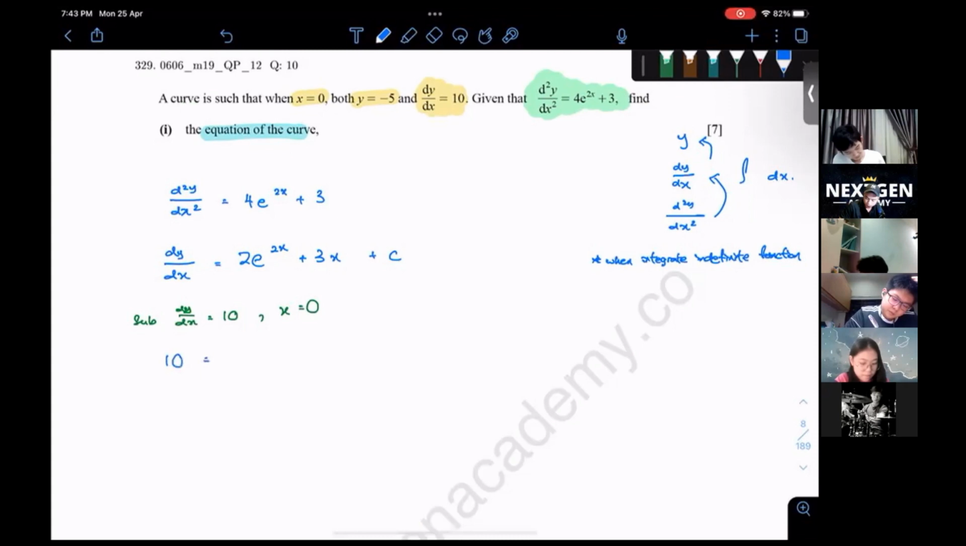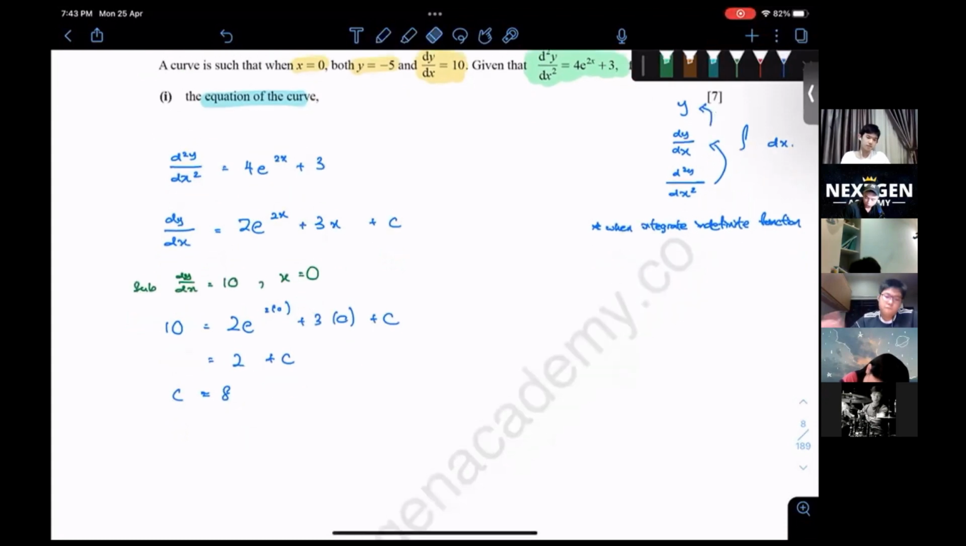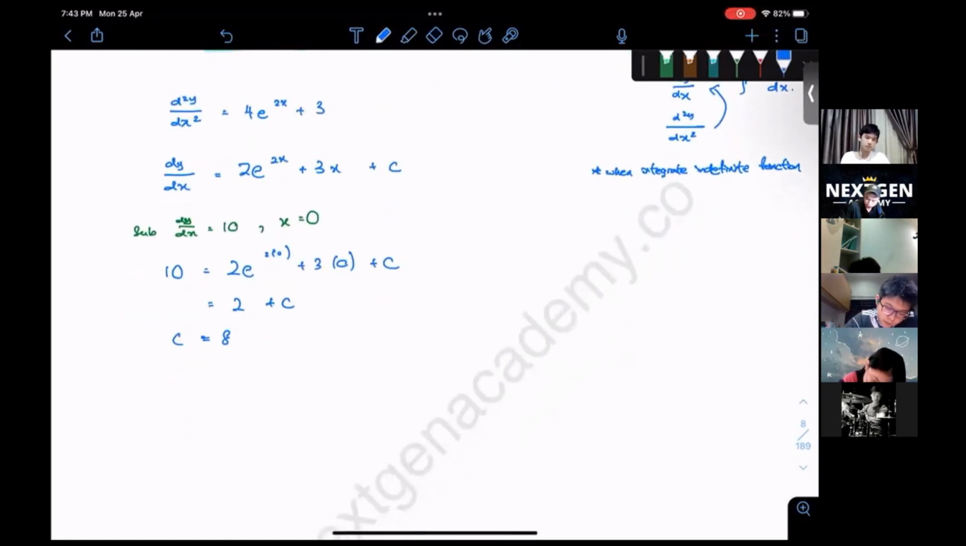Sub it in. So you get 2e to the power of 0 plus 3 times 0 plus c. Go and calculate this. This will be 2 plus 0 plus c. Therefore, c will equal 10 minus 2, which is 8. So dy over dx equals 2e to the power of 2x plus 3x plus 8.